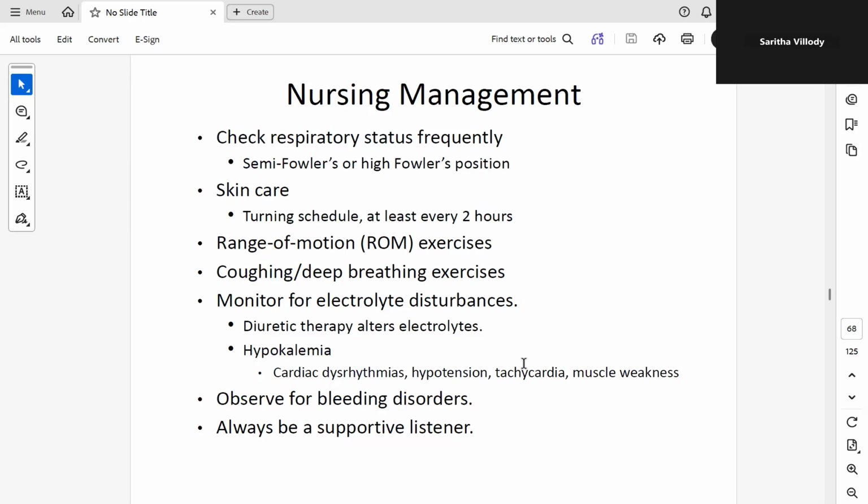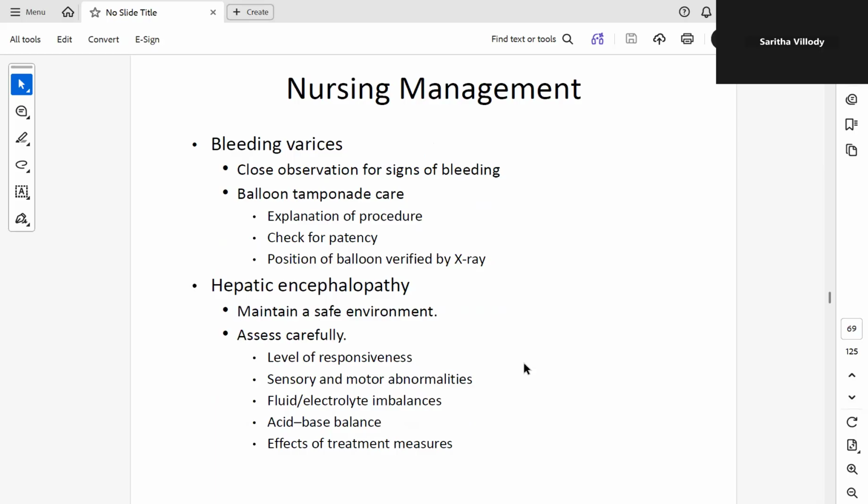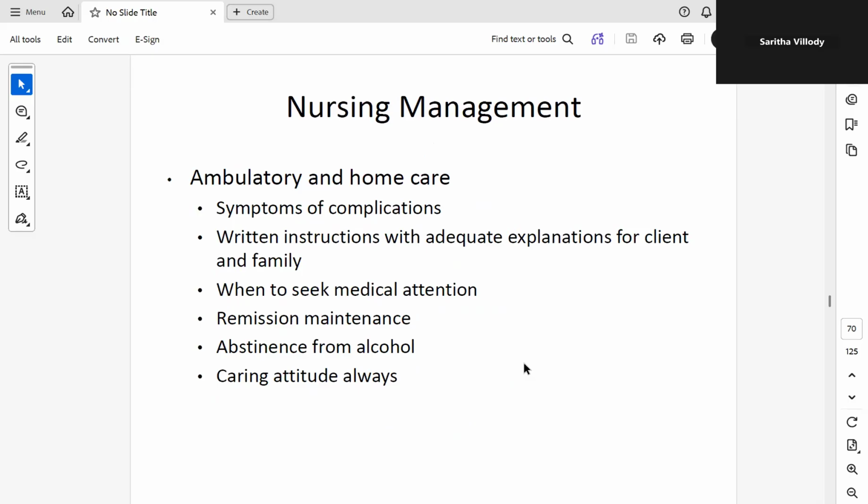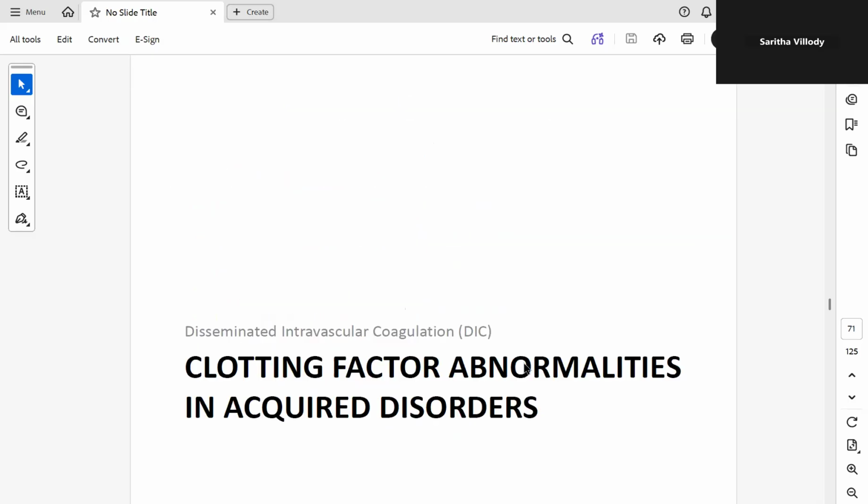Observe for bleeding, that's our biggest goal. And make sure you give the lactulose and the medication as prescribed. So I think that is about the cirrhosis, and learn that this is a really important topic. And we would have a lot of questions from that.